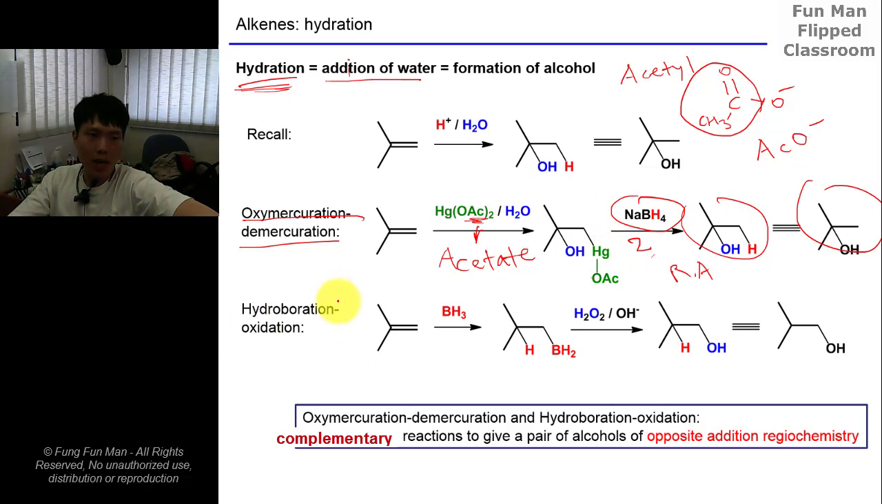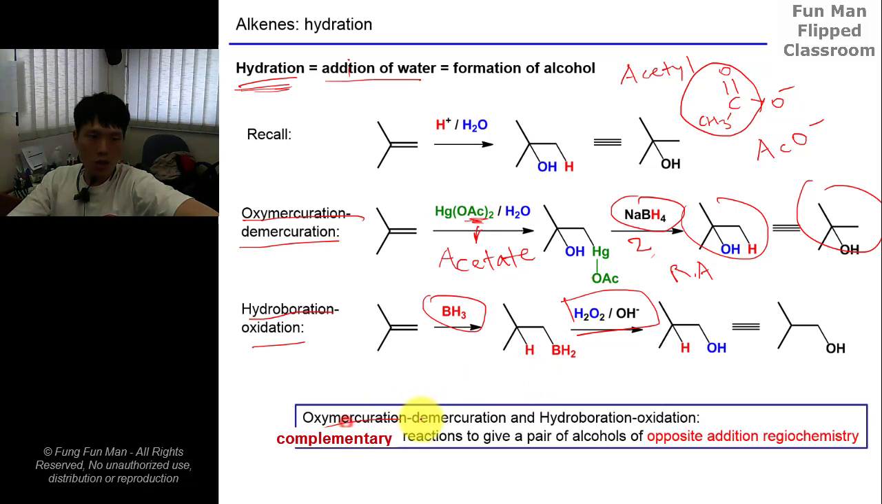The last way to form an alcohol from an alkene would be what we call hydroboration oxidation. So we use alkene with our friend here, borane. We first form this intermediate, then in the next step, step 2, we add hydrogen peroxide and hydroxide to form our alcohol.